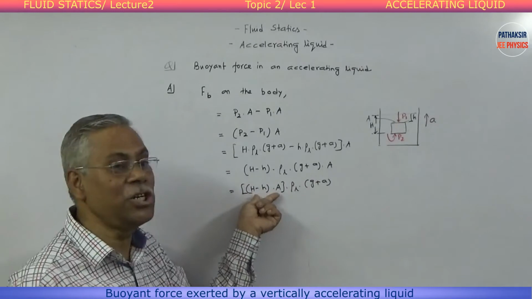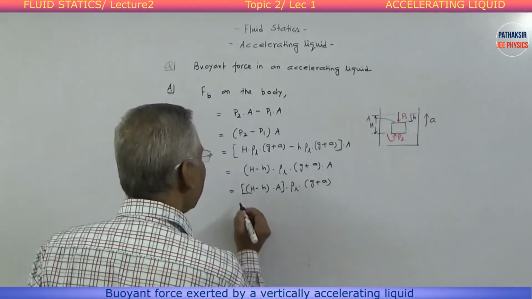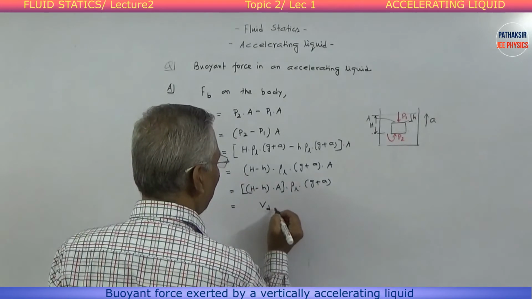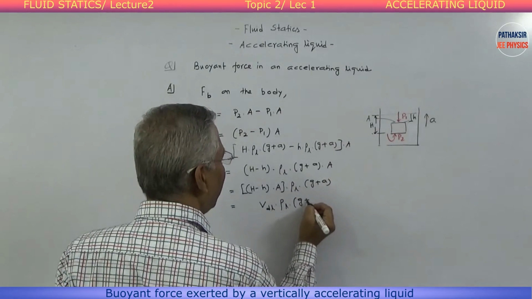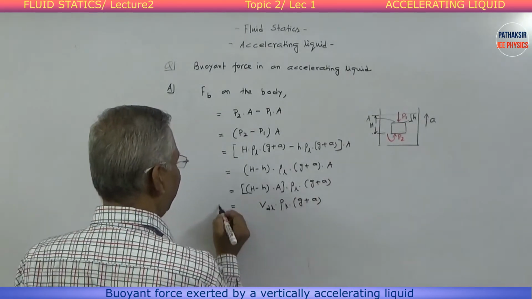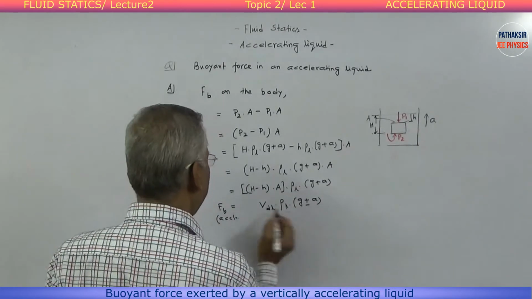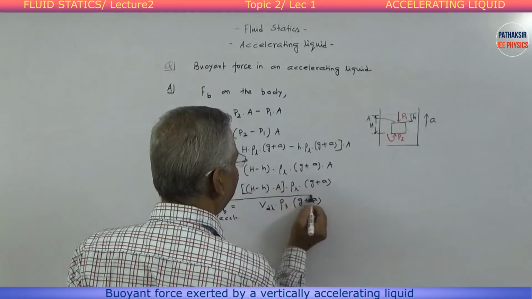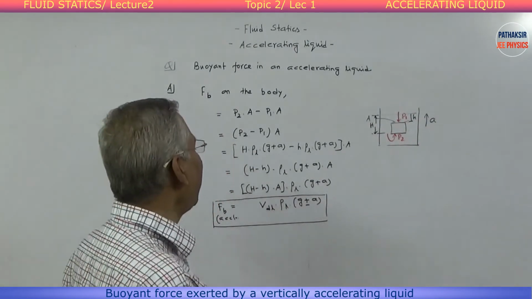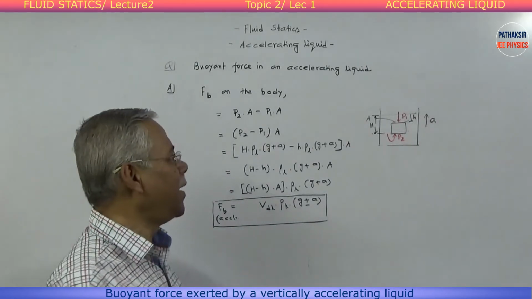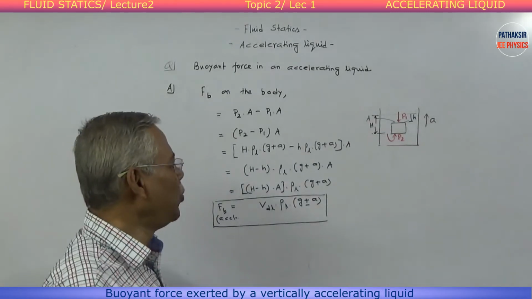What is H minus h into A? Volume of displaced liquid. So this is equal to volume of displaced liquid into density of liquid into g plus a, as the body is accelerating. Put g plus or minus a. Displaced liquid means the solid body. H minus h into A is the volume of the body.